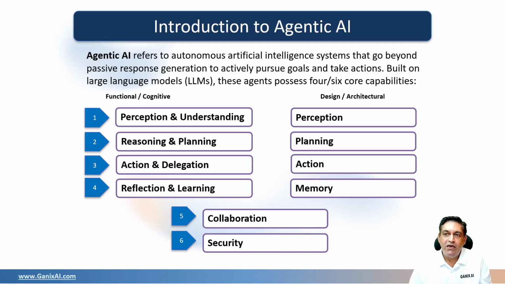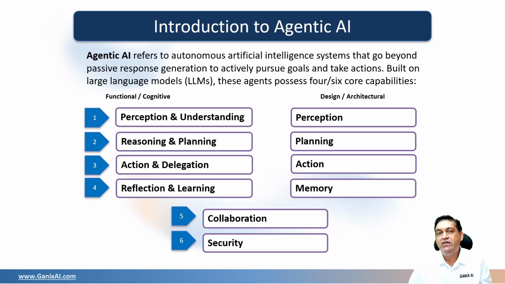Okay, so let's understand the agentic AI architecture, and these are the six core capabilities, and the whole architecture is based on modular intelligence. So I have segregated the first four parts into the functional and cognitive way, and also the design and architecture way. Perception and understanding is a cognitive functionality of agentic AI, but in terms of the architecture, it is perception. Similarly, reasoning and planning is planning, action and delegation is action, reflection and learning is memory.